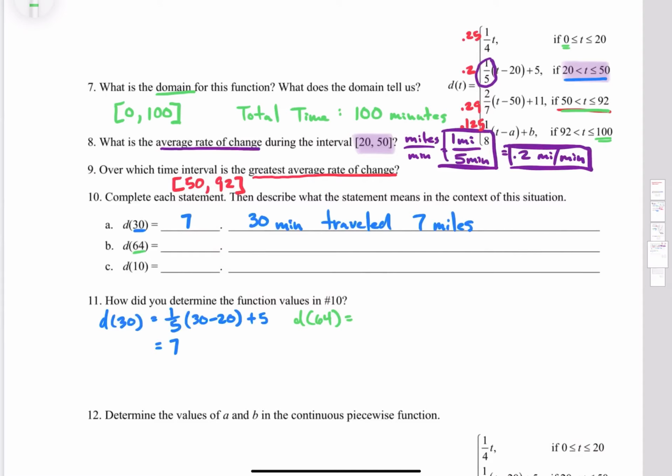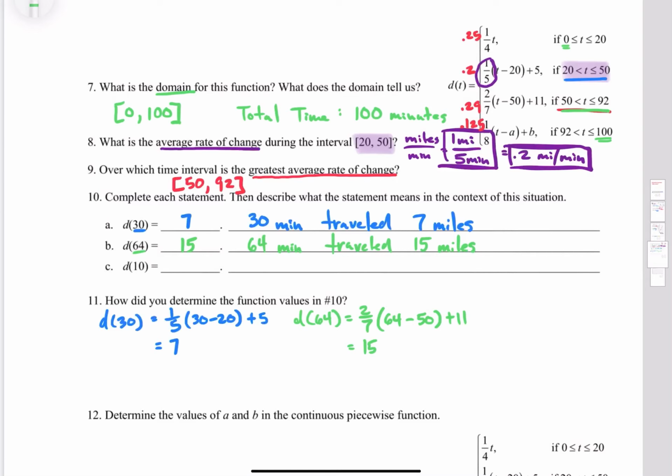And I'm going to copy that equation, so 2 over 7. But when I see that t, I'm going to replace it with 64 minus 50 plus 11. Okay, well, 64 minus 50 is 14, times 2 is 28, divided by 7 is 4, and then add 11, and that's going to give us 15. So D of 64 is 15. All you do is the math here, and now what that means is that in 64 minutes, he traveled 15 miles.